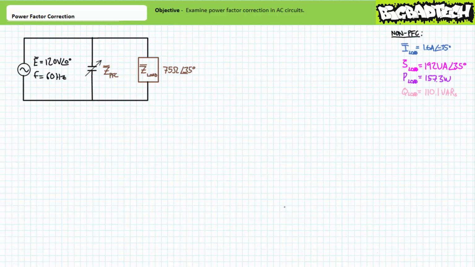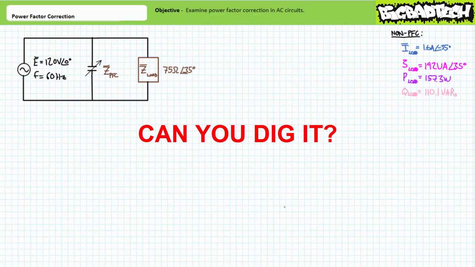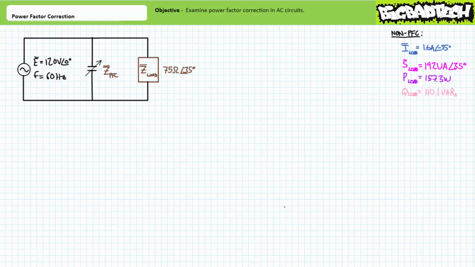Capacitors and inductors are essentially mirror images of one another. Given we previously demonstrated that the load is consuming positive 110.1 VARs of reactive power, the power factor correcting capacitor needs to be adjusted such that it will supply negative 110.1 VARs of reactive power. Can you dig it? Capacitors and inductors have equal and opposite natures.